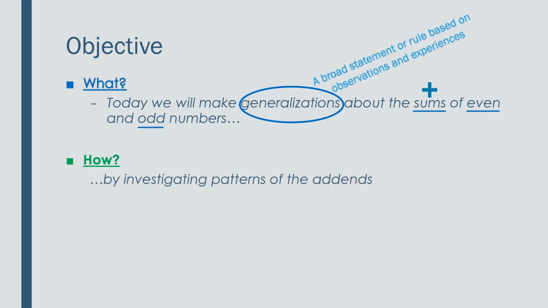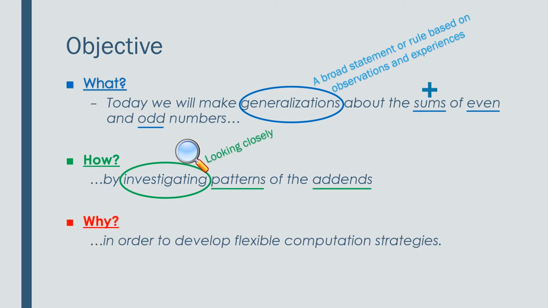The objective says we will be investigating, which means to look closely at patterns of the addends. So it sounds like we will be looking for what we notice happening when we are adding together different numbers. The reason we are doing this today is so that we develop flexible computation strategies, which really means that we can use different ways of thinking to help us solve addition problems.